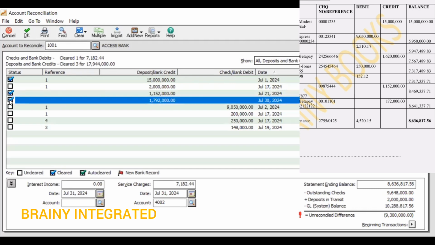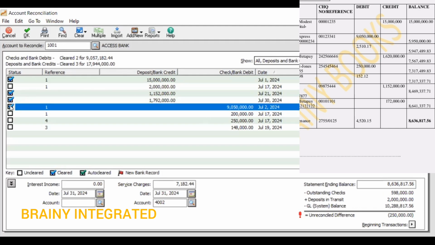Are we together? Now, what is remaining? Look at the debit side of the cash book. That's the bank debits. Let's check. We have 9,050. Can you see 9,050 on the debit side of the statement? We can see that's the very first figure on the debit side of the bank statement. So we are going to tick it. It has cleared. All right.